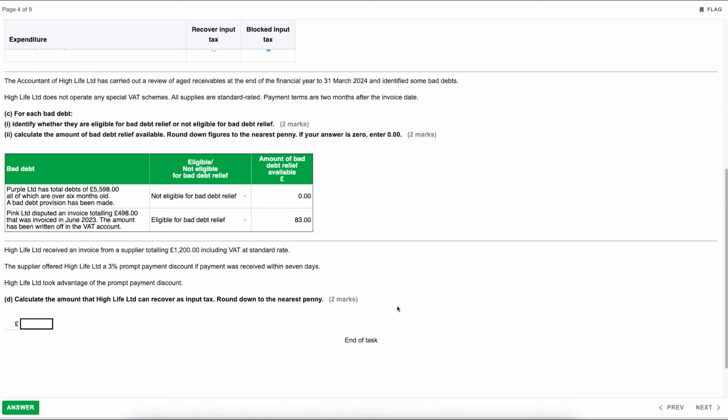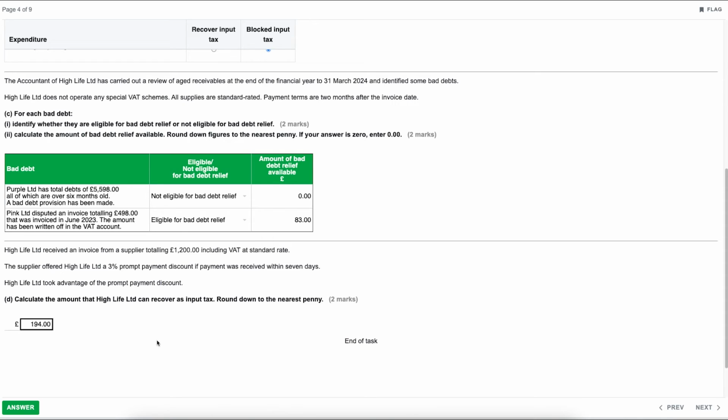So our last step is to calculate the VAT amount on our new invoice value of 1,164. Because it includes VAT, either do 1,164 divided by 120 times by 20, or 1,164 divided by 6 to get the VAT amount included within that figure, which would be £194.